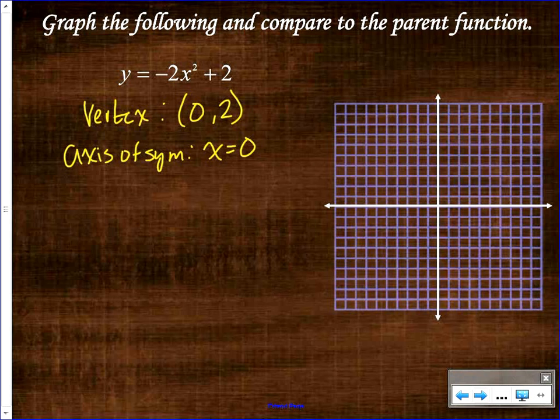Okay. So if I go over 1, how far am I going to go down? How do we get that we go down 2? How far do we normally go? Over 1, up 1 squared. Then I'm going to multiply by 2. And 1 squared is 1, and 1 times 2 is 2. So I'm going to start at 0, go over 1, down 2. That's my line of symmetry.